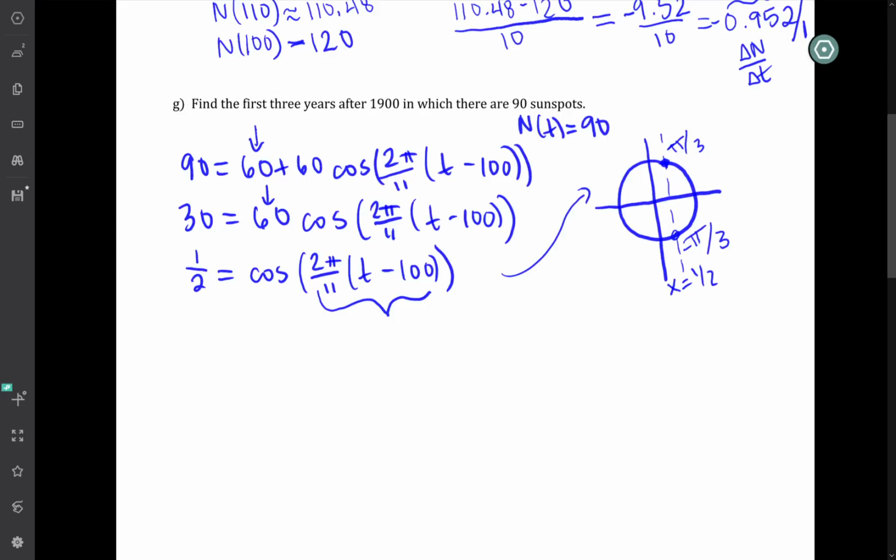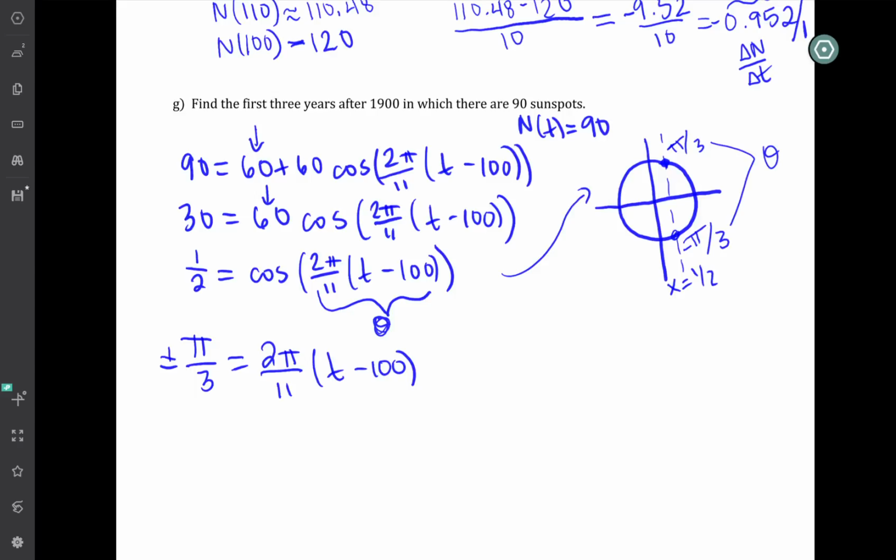So I'm going to call this theta. Theta should be one of those two things. So we're going to say that plus or minus pi over 3 should equal all this stuff inside the cosine, because all the stuff inside the cosine is my angle. And then I can work with the plus or minus as I'm solving this.